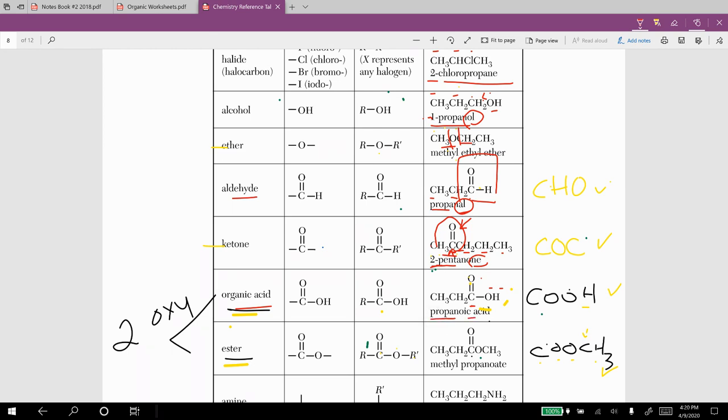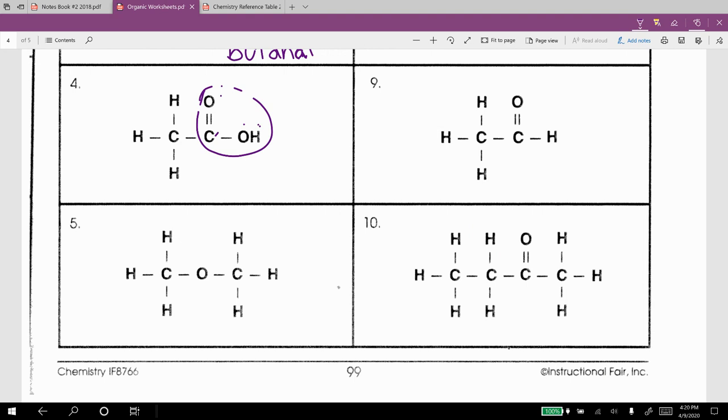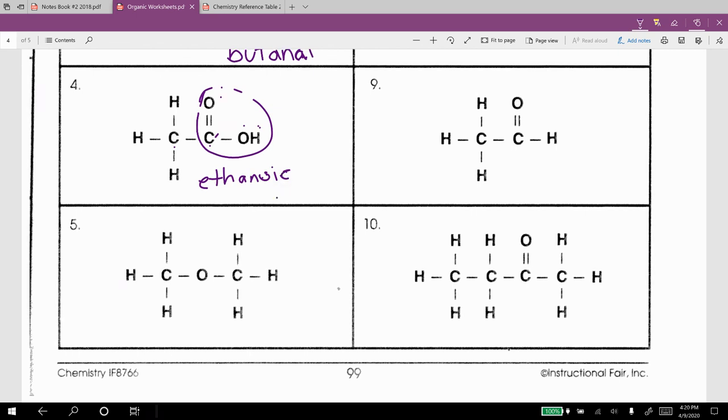So the prefix prop means 3. What is there 3 of? 3 carbons: 1, 2, 3. And then it looks like they started with propane, dropped the E, and added the ending "oic acid." So I'm going to count the number of carbons and change my ending to "oic acid." 2 carbons, so then that is eth, right? And I'm just going to draw it like ethane, drop the E, and add "oic acid." So that's ethanoic acid. Sorry for the terrible little handwriting there.